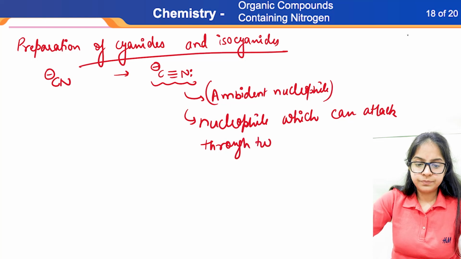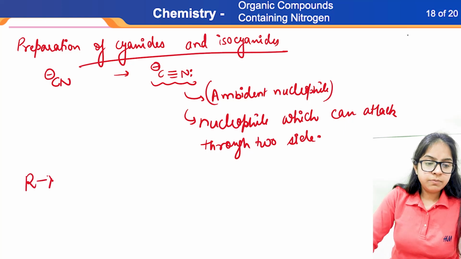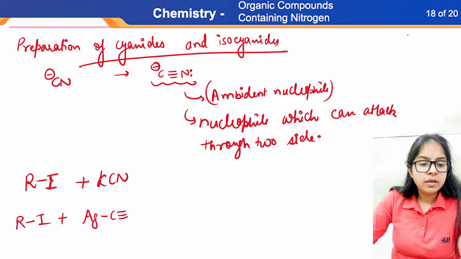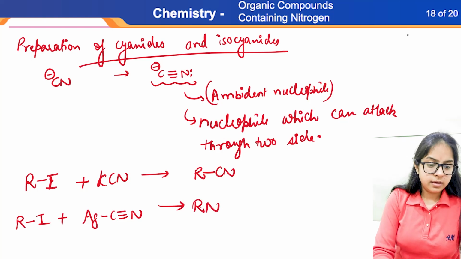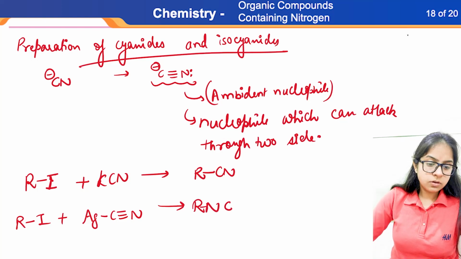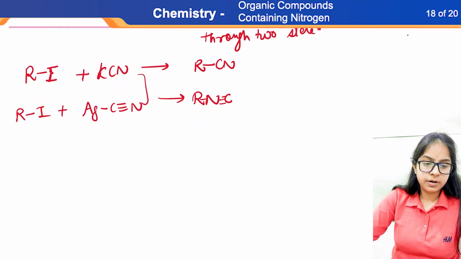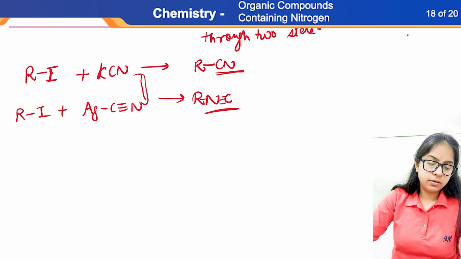Two sites. Okay. So I have RI and I am using KCN, and with RI I am also using AgCN. In the first case you are going to get RCN. In the second case you are going to get RNC. So you may have a question in your mind: in both reagents we have CN, so why are you getting alkyl nitriles here and alkyl isocyanides here? There is a twist in how this works.